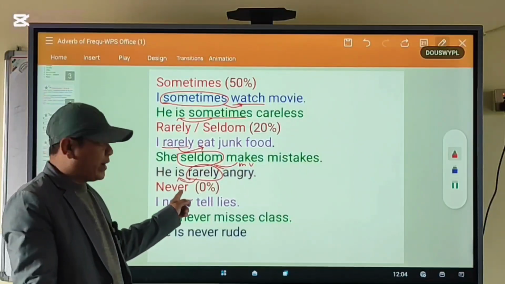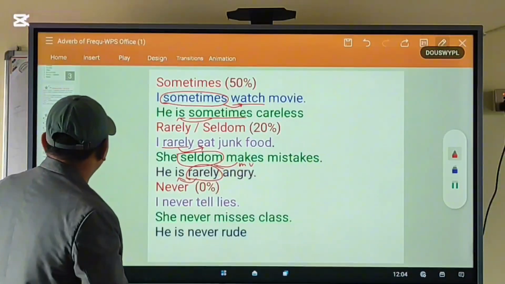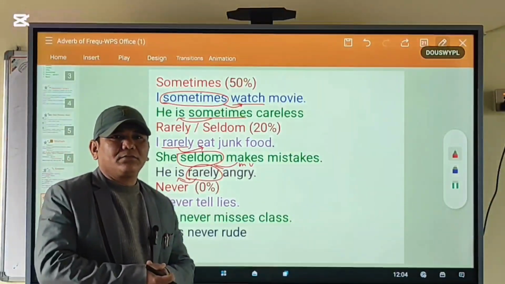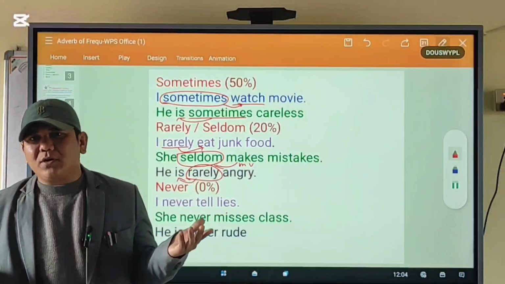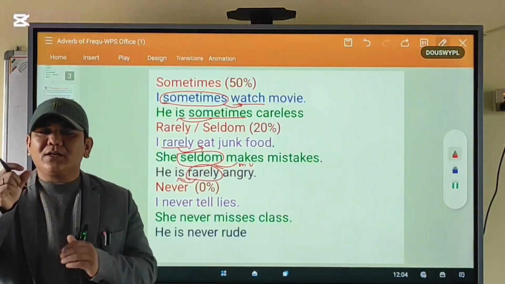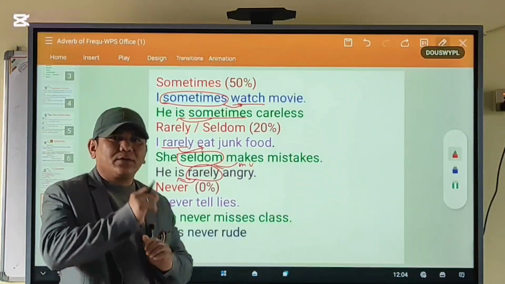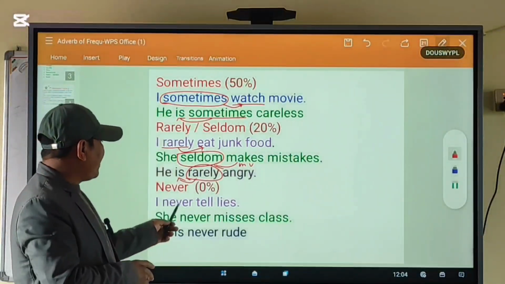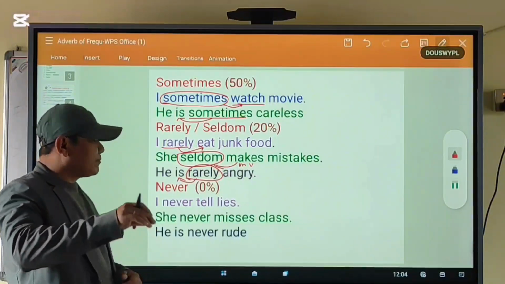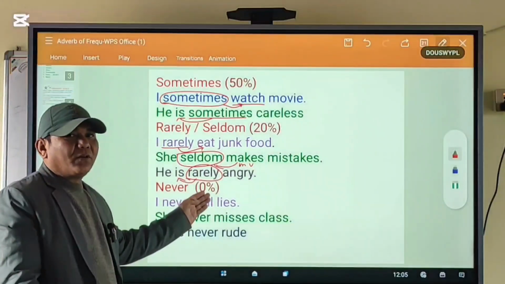Finally, never. Okay, never is used when something happens 0%. Never is used when something does not happen at all. When something does not happen at all, we use what? Never. I never tell lies means what? I never speak false.